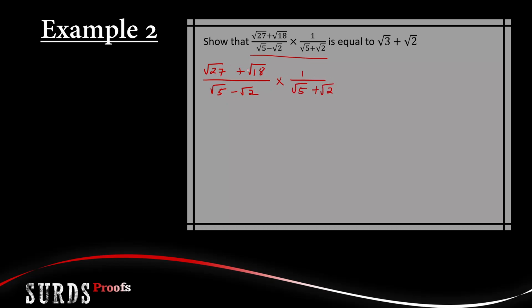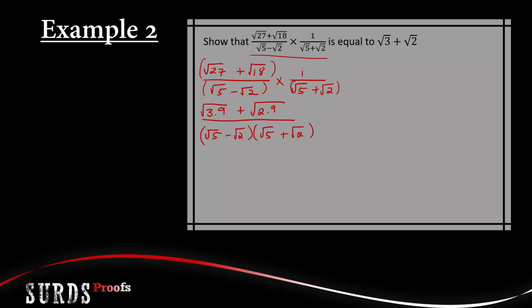And here we can start off by also prime factorizing. This is 3 times 9, and that is 2 times 9. Okay, so I can write that square root of 3 times 9 plus square root of 2 times 9 over. Now also in the same step, we can simplify these fractions by multiplying the numerators and multiplying the denominators together. So this is all over square root of 5 minus square root of 2 multiplied by square root of 5 plus square root of 2.